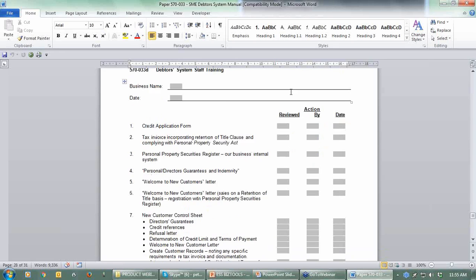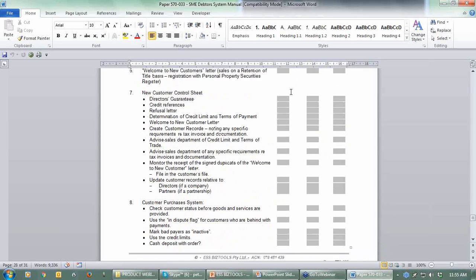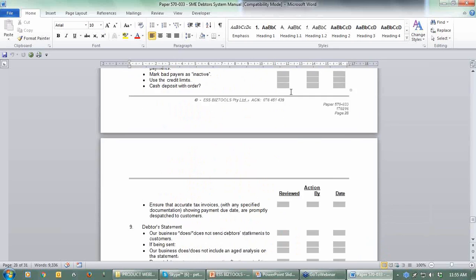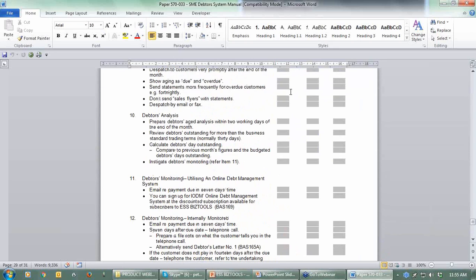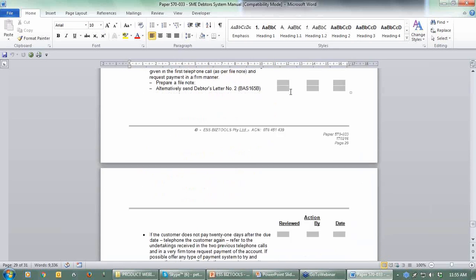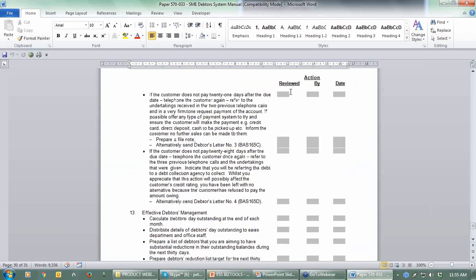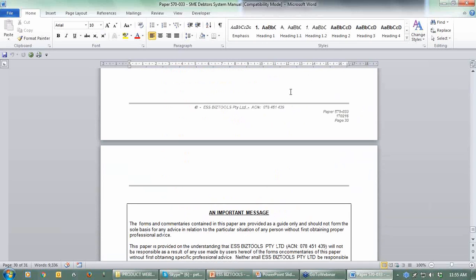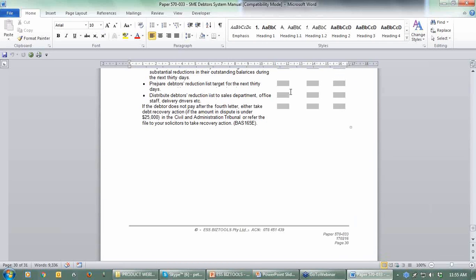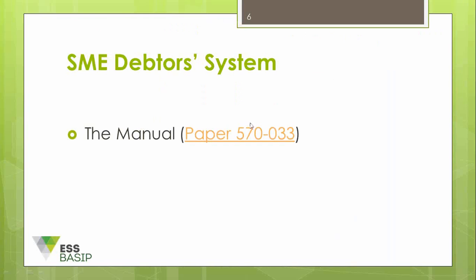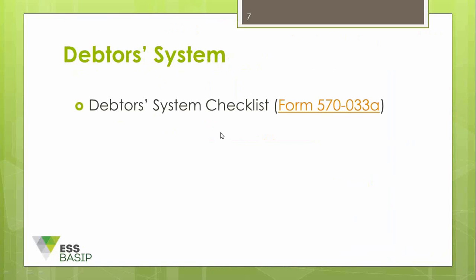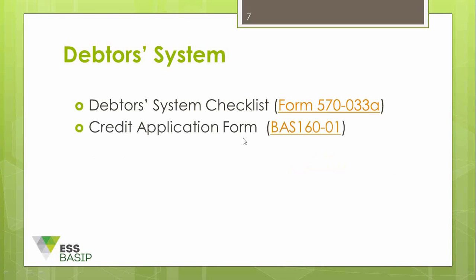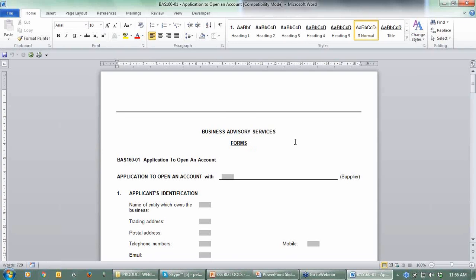The debtors system staff training list is now on the screen. It's taking your team through every aspect of debtors management so that they are managing the system and are able to communicate to your clients about it. There's a number of forms, which I'm just going to pick out a few of these to show you.